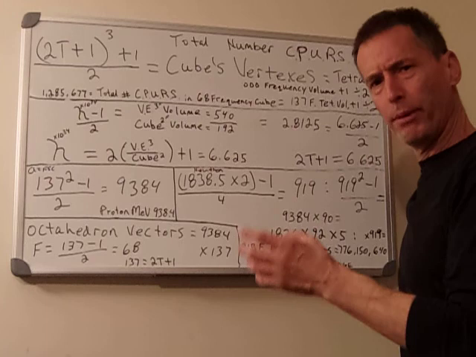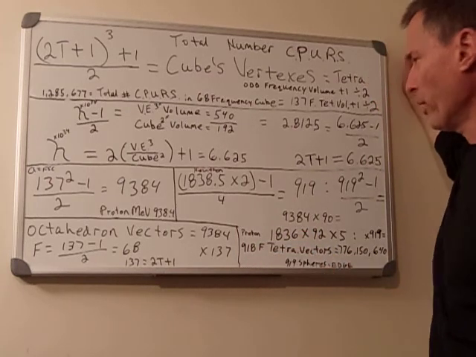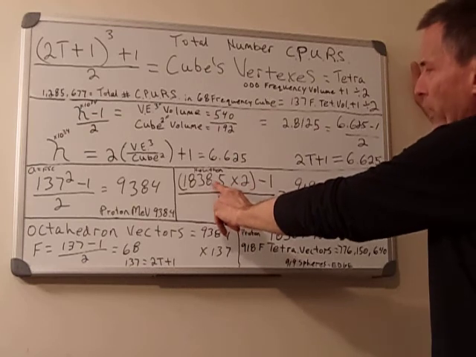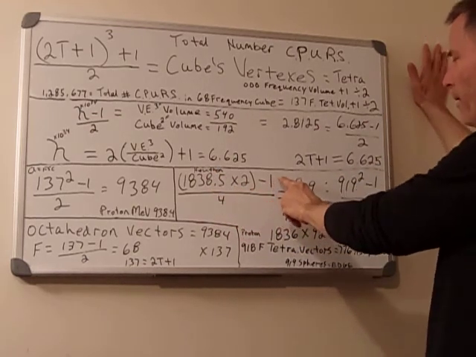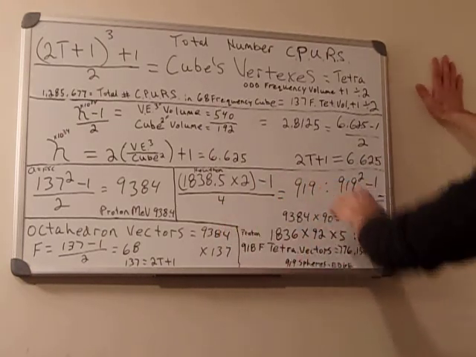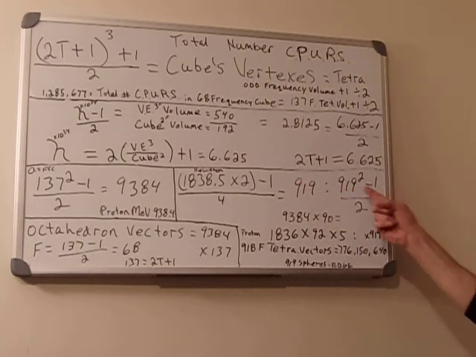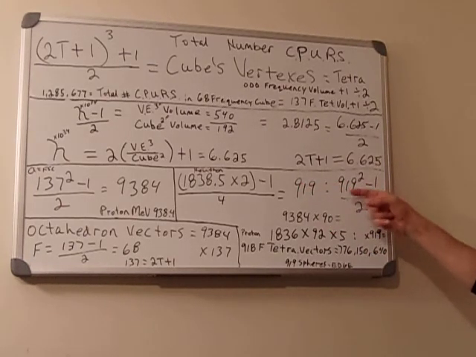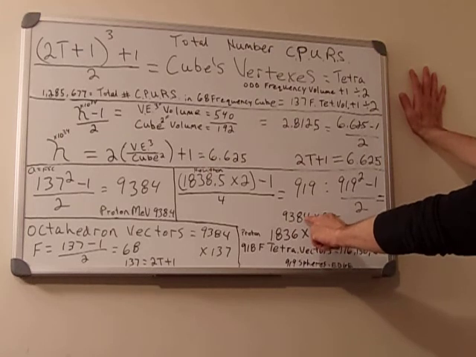So we change our system a little bit. We use the 6-axis metric of the isotropic vector matrix. We have all kinds of interesting numbers showing up. 1838.5, the neutron, times 2 minus the electron's value of 1 divided by 4 is equal to 919. Now put 919 into that same formula: 919 to the second power minus 1 divided by 2. And that's equal to 9,384 times 90.